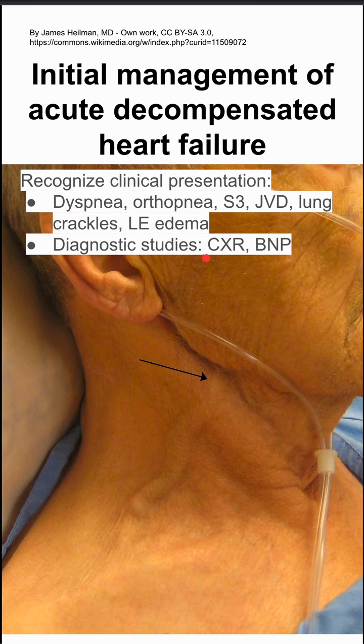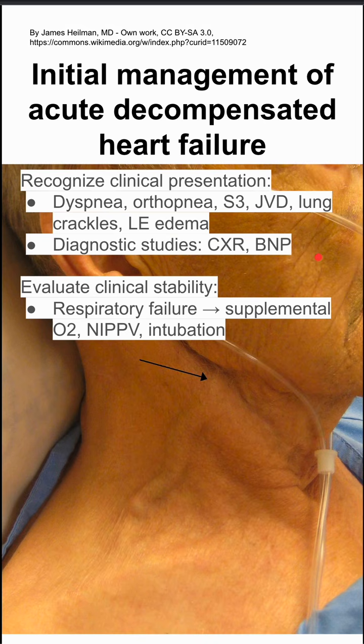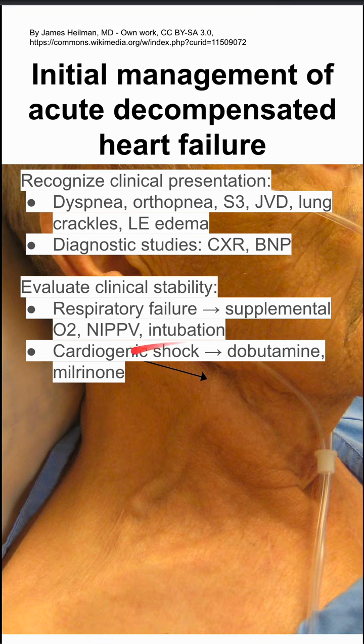Some diagnostic studies that help are chest x-ray and getting a BNP. Then you want to evaluate the patient's clinical stability. If they have respiratory failure, you should immediately give supplemental oxygen, non-invasive positive pressure ventilation, and if those don't help, consider endotracheal intubation. If they're undergoing cardiogenic shock, you should give dobutamine or milrinone.